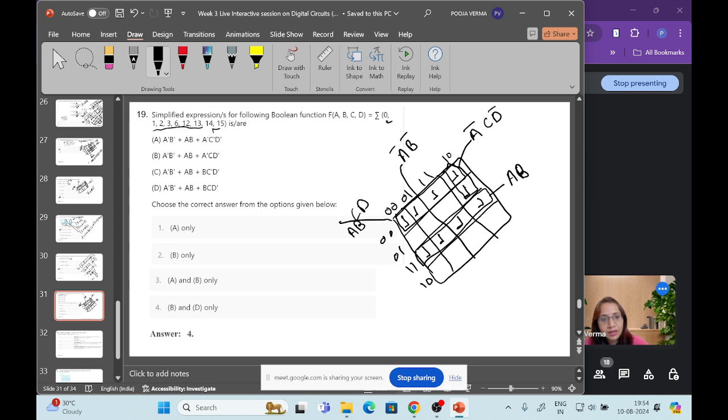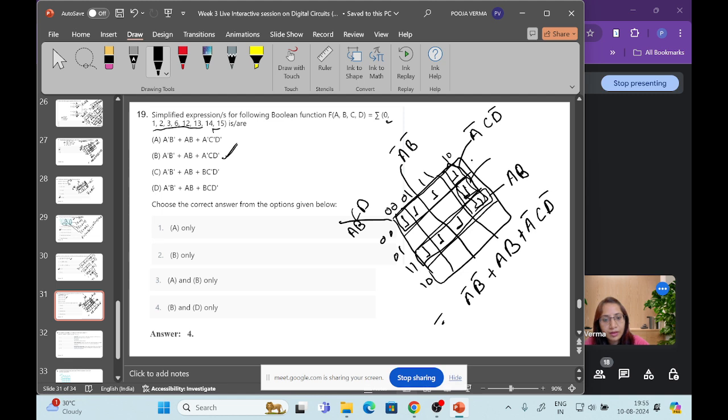C D dash, right? If we can make it pair with this one, then we need to take any one. There can be two expressions, right? It is given. So first one is A dash B dash plus AB plus A dash C D dash, right? Just need to check which one. A dash B dash plus AB plus A dash C dash, this one. Now which can be another one? So that can we make a pair with this one also.